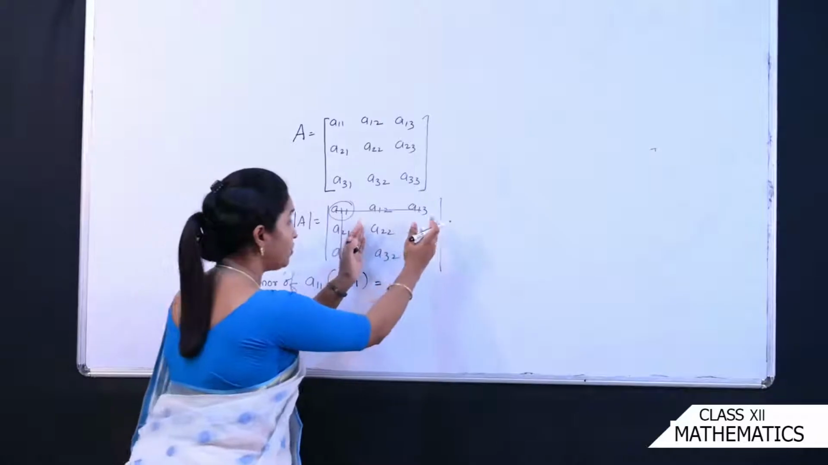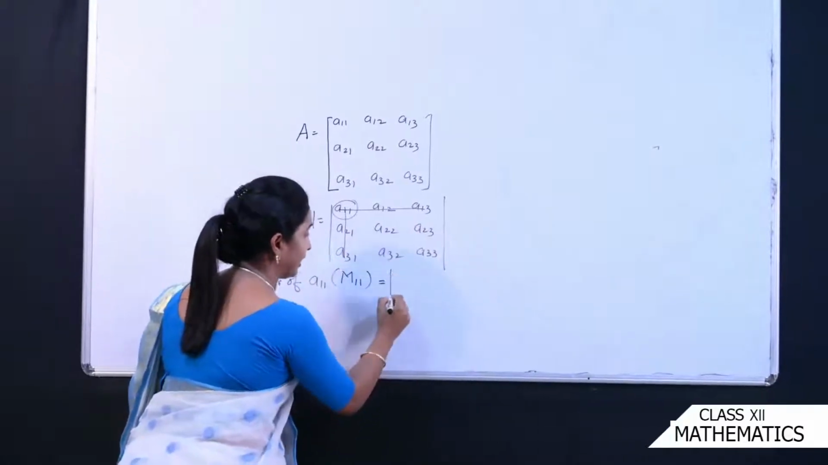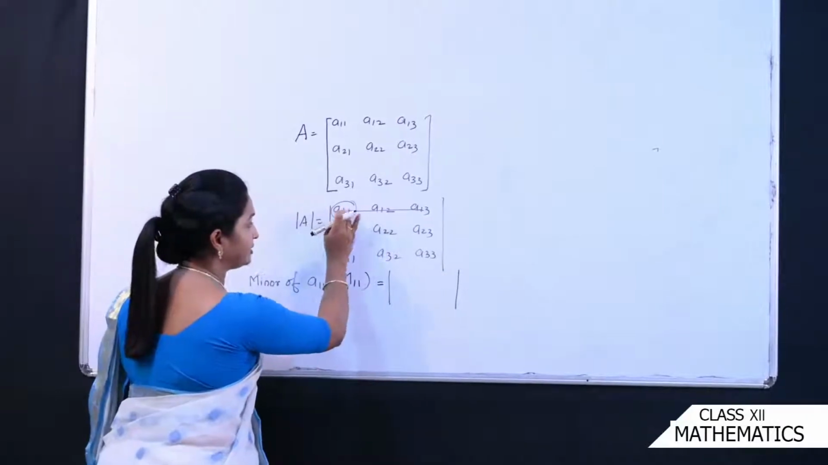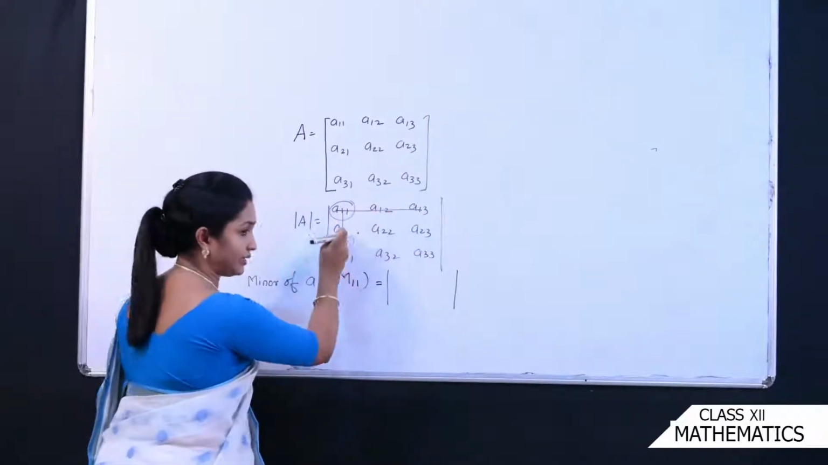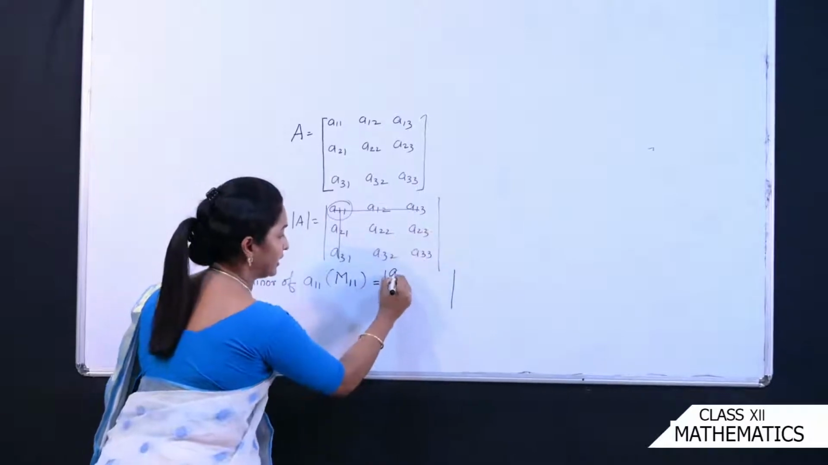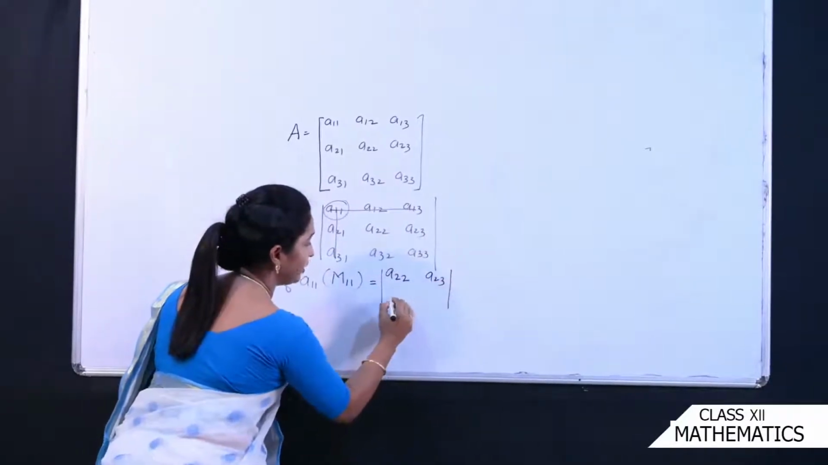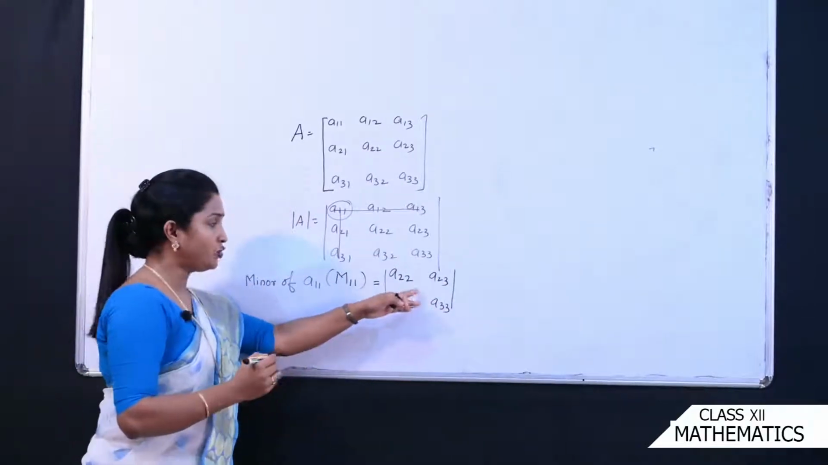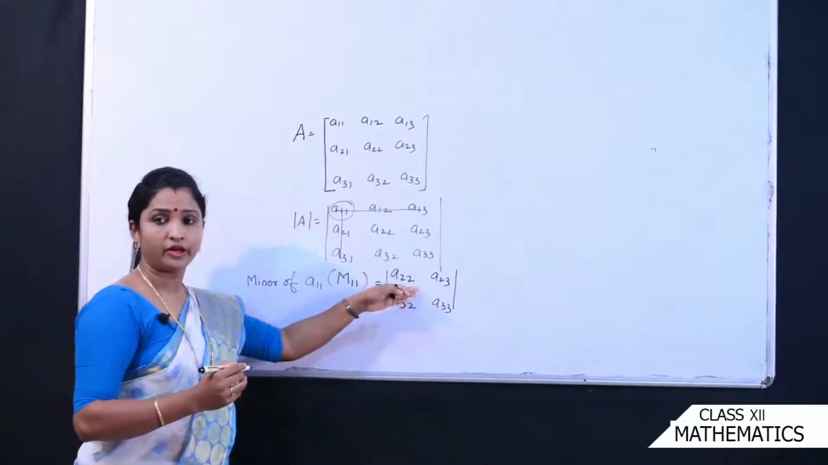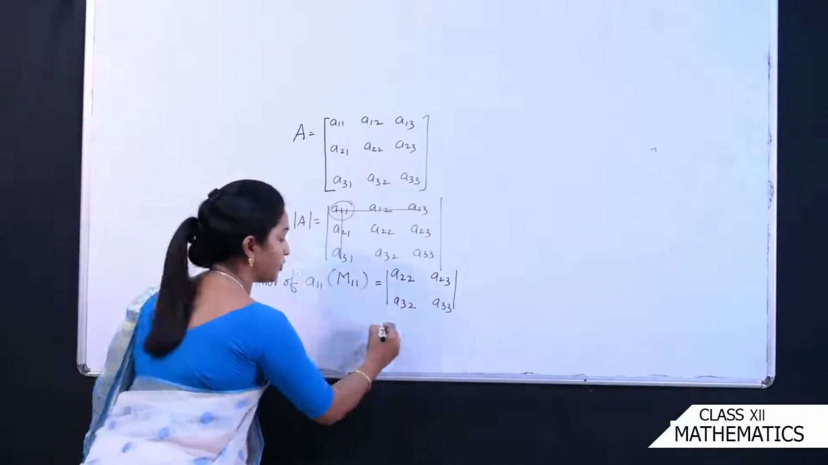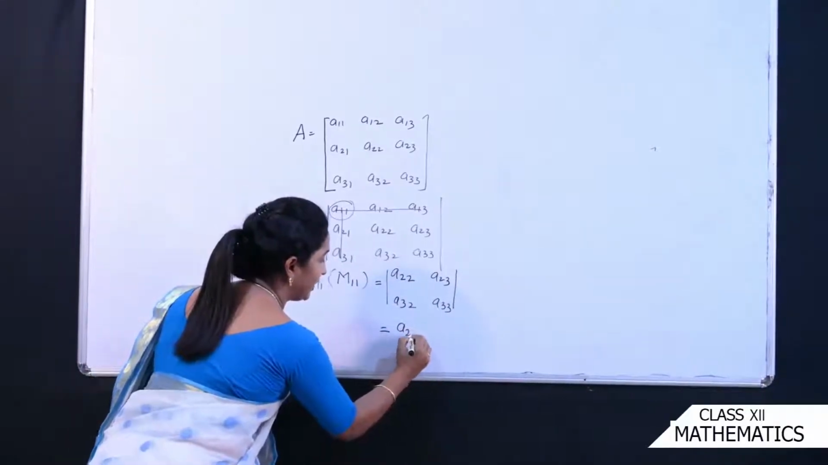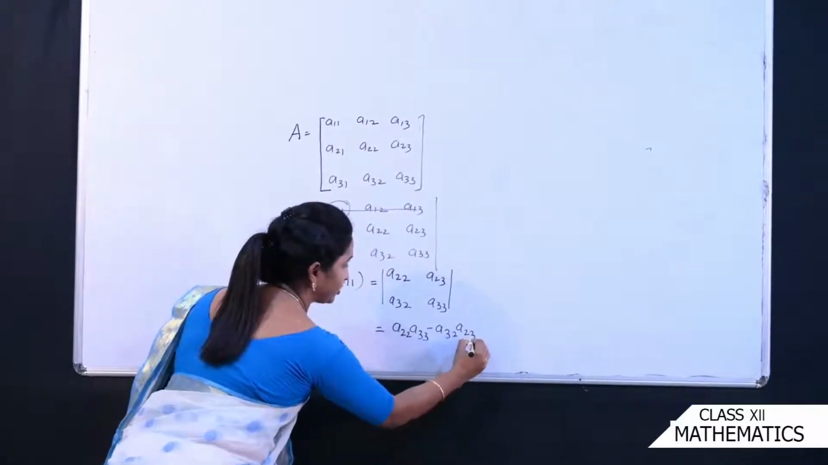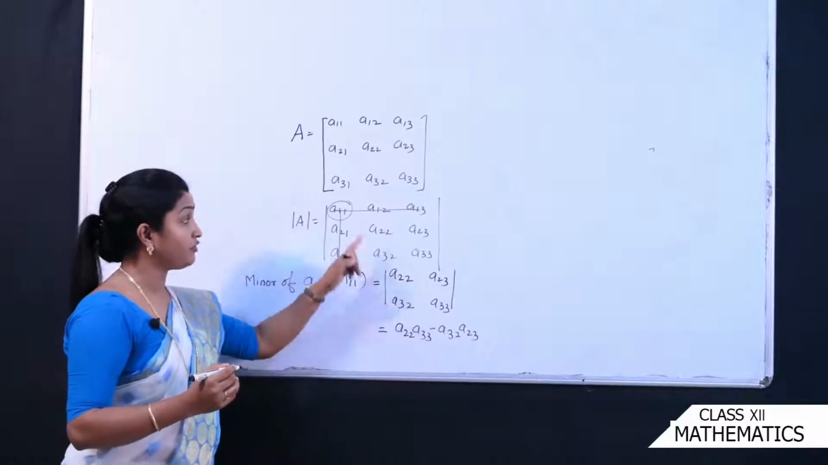You have to write those elements that are left over, after removing the row and the column on which this element lies. You have to write the remaining elements. So I am writing this. Is that clear? And you know how to find the determinant of this matrix. This is a 2 by 2 matrix. So what are you going to get? Just cross multiply: A22, A33 minus A32 and A23. So this is the minor of this element.